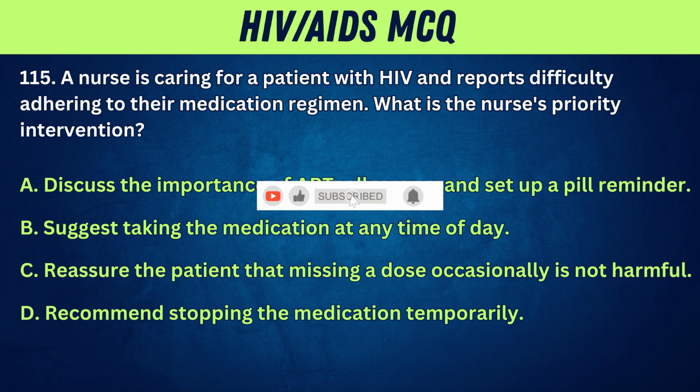115. A nurse is caring for a patient with HIV and reports difficulty adhering to their medication regimen. What is the nurse's priority intervention? A. Discuss the importance of ART adherence and set up a pill reminder. B. Suggest taking the medication at any time of day. C. Reassure the patient that missing a dose occasionally is not harmful. D. Recommend stopping the medication temporarily.